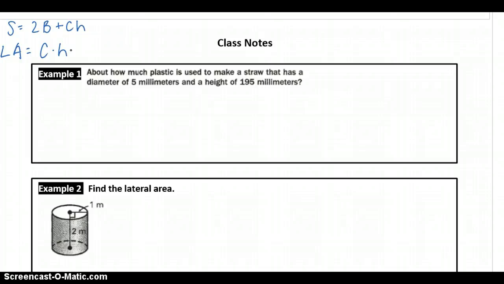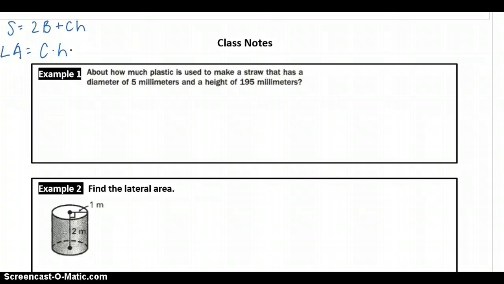So what are we trying to find if we're trying to figure out how much material we need to make a straw? Surface area. Kind of the surface area, but surface area also finds the top and bottom. The lateral area is just the area of the sides. Okay? So to find out how much we need to go around the straw, we're just trying to find the lateral area of the straw. Okay? We don't need the top and bottom, so you don't want your straw to be closed. We just need the sides.